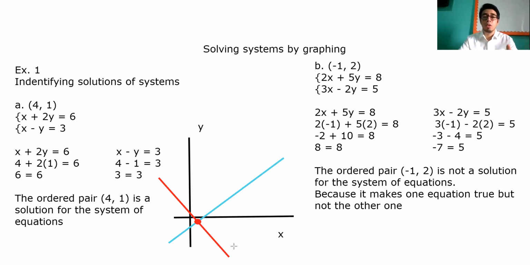Because remember, the solution for the system of equations has to be a point that is on both equations. So the point has to be in this graph, and this has to be on this other graph. Do you understand that part?